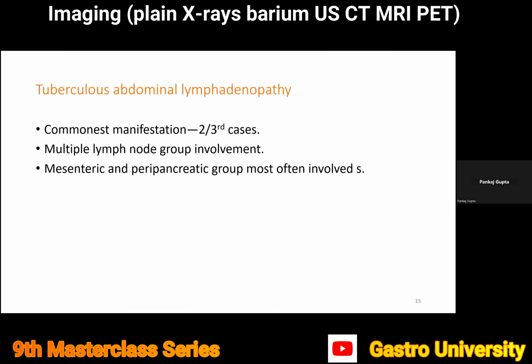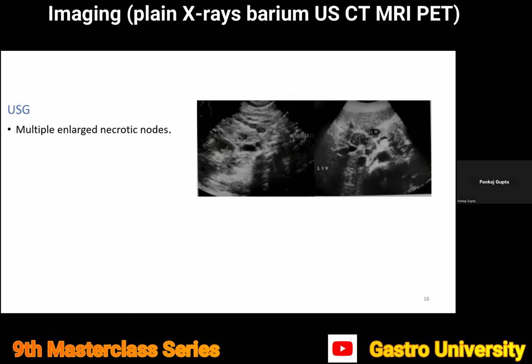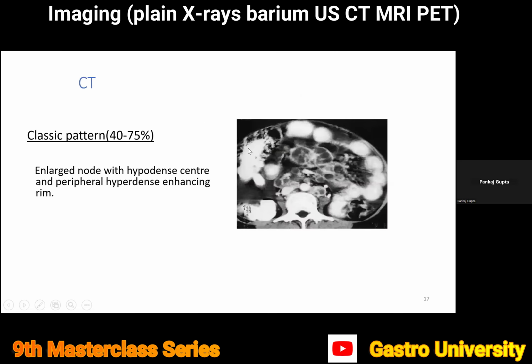Abdominal lymphadenopathy is one of the commonest manifestations of abdominal tuberculosis, and usually multiple lymph nodes are affected, and mesenteric and peripancreatic groups of lymph nodes are the most commonly involved. The hallmark of tubercular lymphadenitis is the presence of necrotic lymph nodes that appear as hypoechoic or anechoic on ultrasound. However, one should remember that this classic pattern is present only in around half of the patients with abdominal TB.